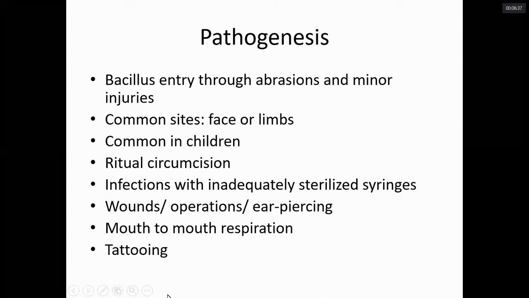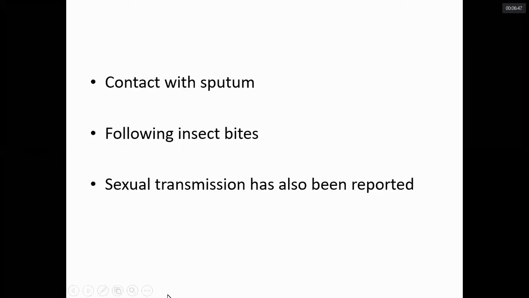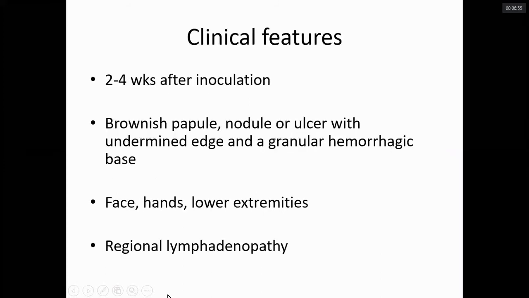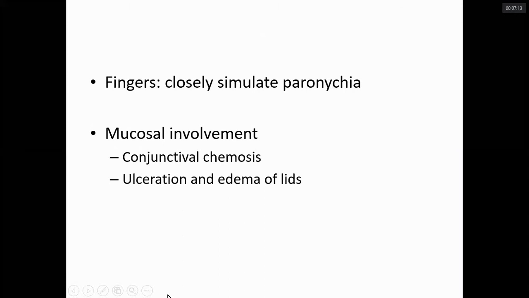It is also seen after ritual circumcision and infection with syringes, wounds, operations, ear piercing, tattooing, and mouth-to-mouth respiration. It can also be transmitted following insect bite, and sexual transmission has also been reported. After 2 to 4 weeks of inoculation, there appears a brownish papule, nodule, or ulcer with undermined edge and a granular hemorrhagic base. Most common sites are face, hands, and lower extremities. There is regional lymphadenopathy also.